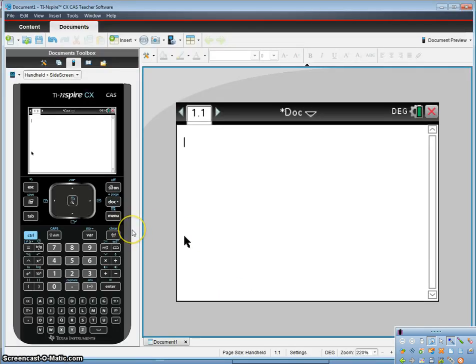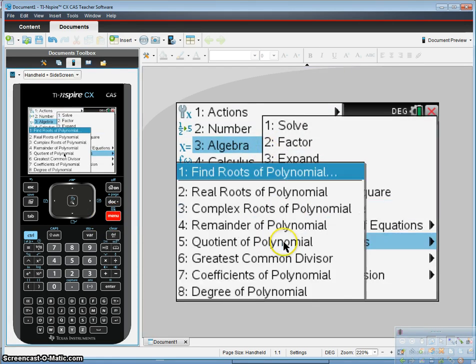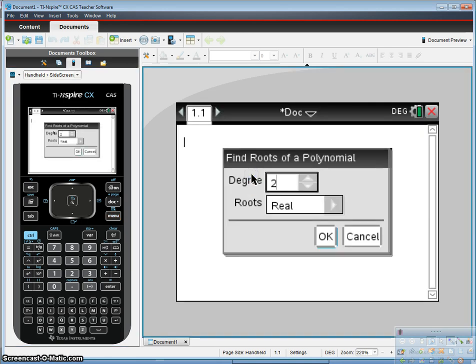If you have a TI Nspire CAS, you can just say solve c cubed minus c minus 1 equals 0, comma c, and it'll give you the answer. If you don't have a TI Nspire CAS, you just have a TI Nspire, we're going to use a calculator screen. We hit menu, algebra, polynomial tools, find roots of a polynomial. This is a third degree polynomial, and I'm going to find its real roots.